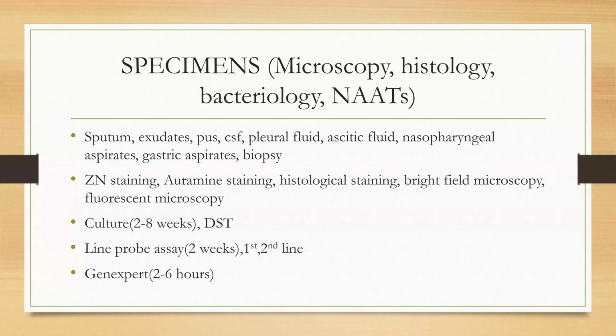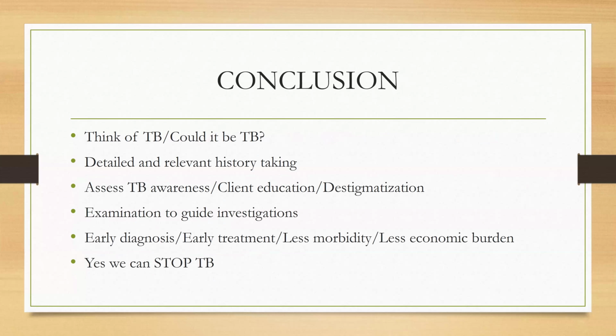Then lastly, GeneXpert. What I want to communicate here is that GeneXpert is quite available, and it's also good because it can give us results in 2 to 6 hours. Depending on the protocols in the lab, it is possible to know whether you're having TB within 2 to 6 hours. So you don't need 24 hours, you don't need 48 hours to make a diagnosis of TB.